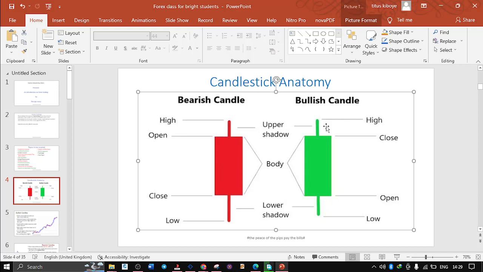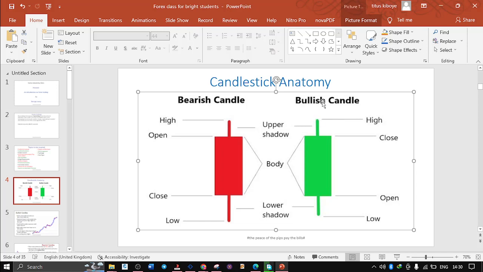Now, the opposite is true for a bullish candle. It opens low and closes high. Open low, close high. You're seeing the difference?